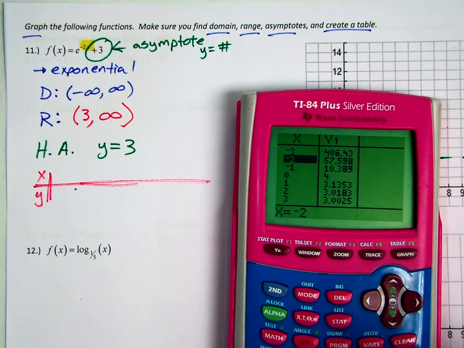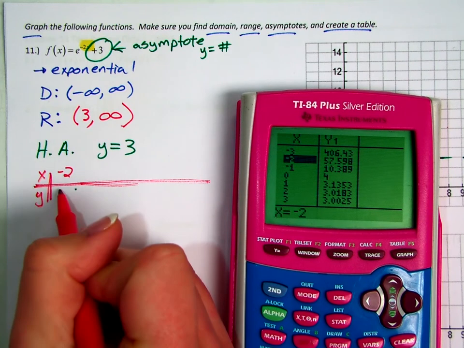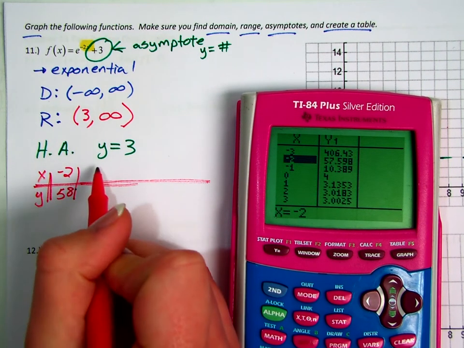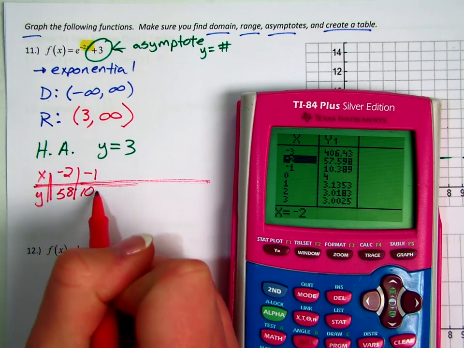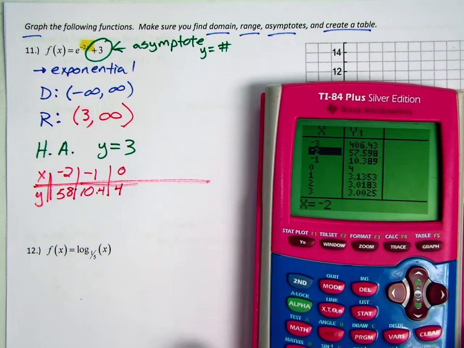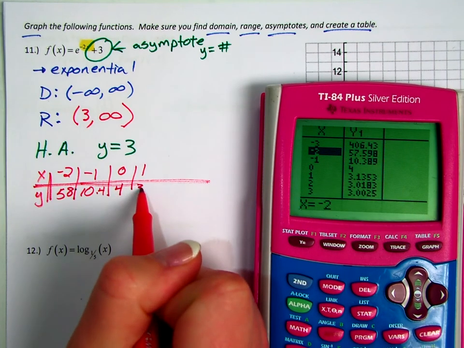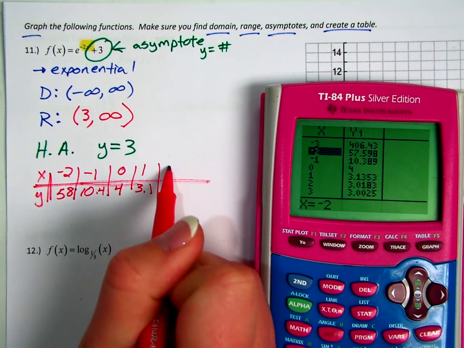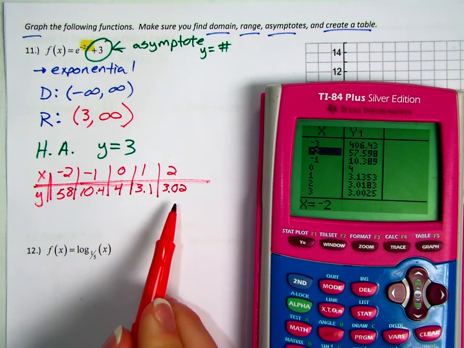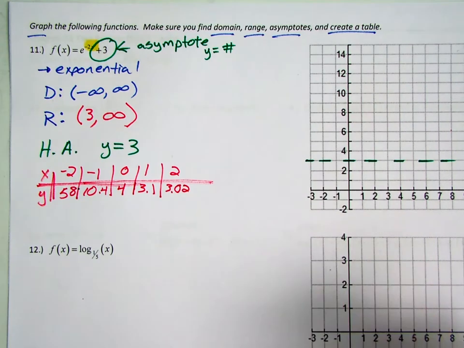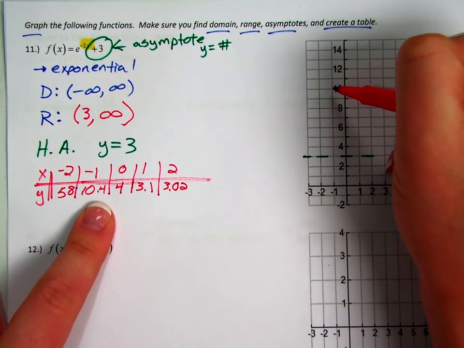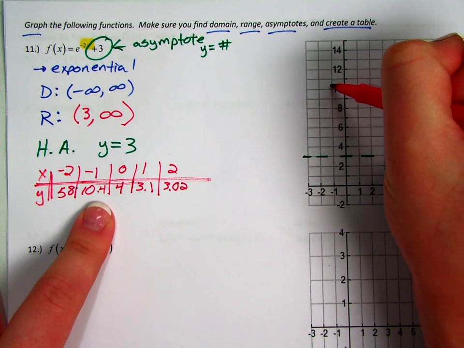So I can start off, I don't know, around -2. So -2, and it's about 58, which I won't be able to put on my graph, but that's fine. -1 and 10.4. 0 and 4, 1 and 3.1, and then 2 and 3.02, and I'll stop there because that's getting really close to 3 without touching it, and those are the points I need to graph. So -2, 58, I'm not going to bother doing, but -1 and 10.4, I can go ahead and do.